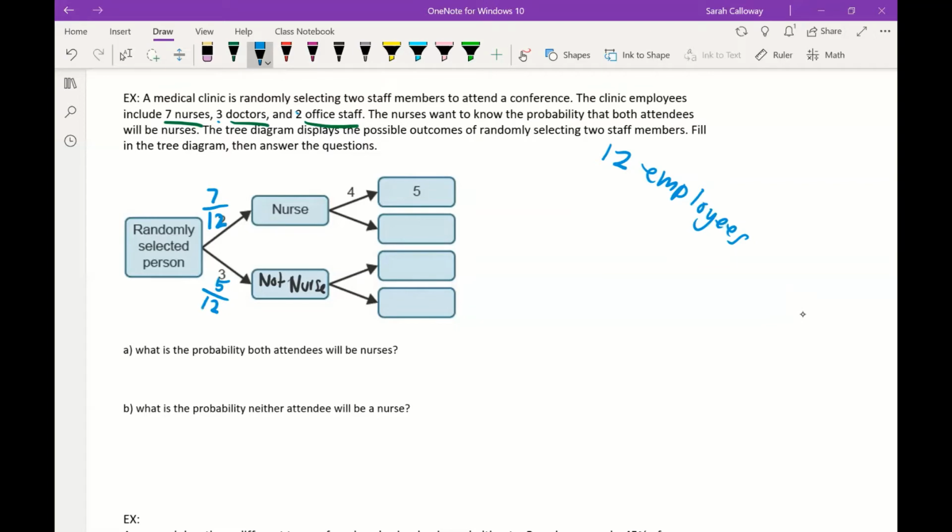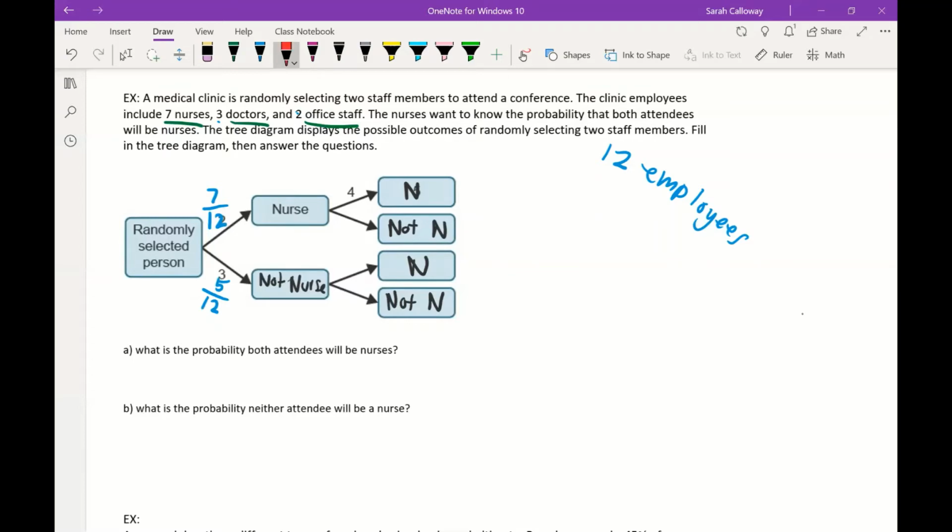Okay. So then I'm selecting 2 staff members means that these are going to repeat. So I'm going to put just N for nurse and then not N in these boxes. So then the second person is also going to either be a nurse or not a nurse.